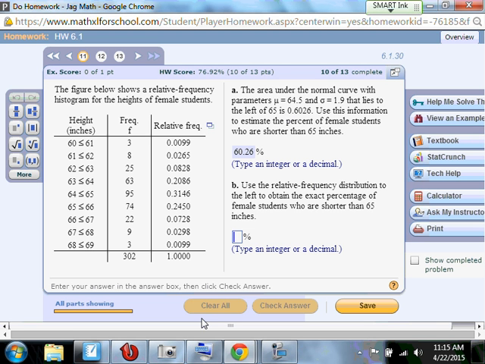Oh, man. So here I'm going to have to add 0.0099 to 0.0265 to 0.0828 to 0.2086 to 0.3146, and I get 0.6424 or 64.24%. And there's that one.